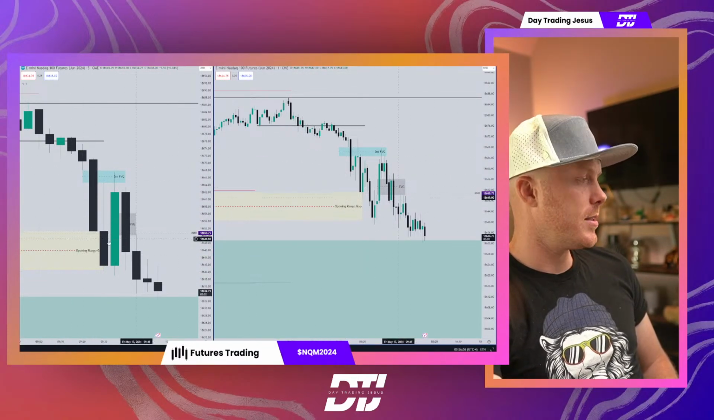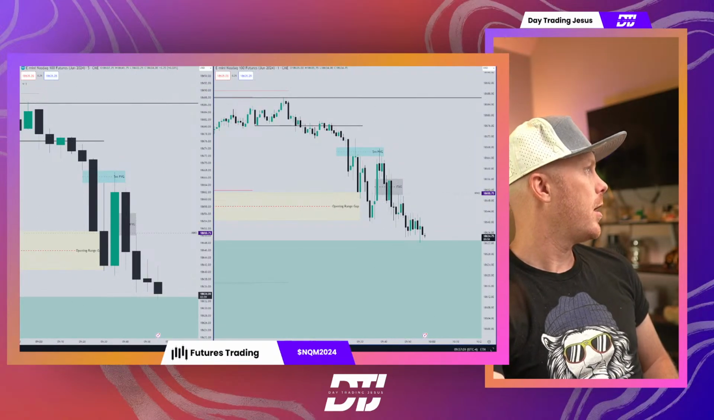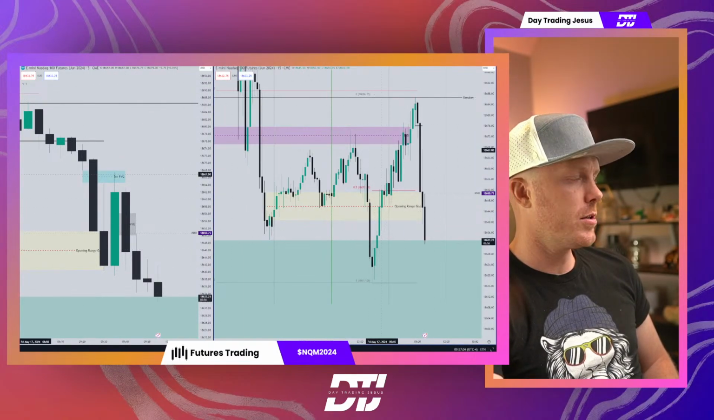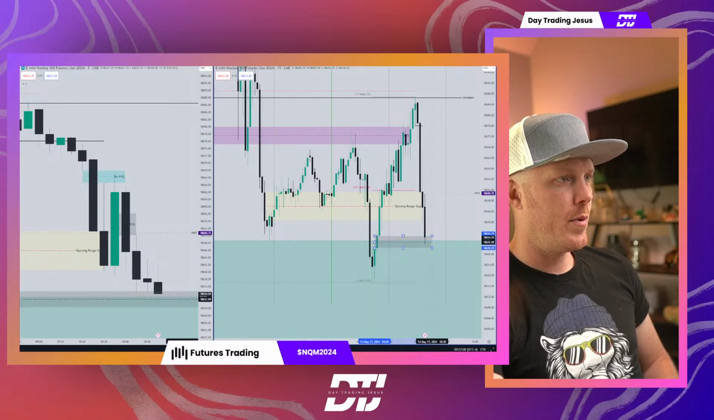All right, look at this. This is what I like here. If we look at the 15-minute, I'm looking at the extended chart. Here's a 15-minute fair value gap right here. Look how we've been sitting right there.